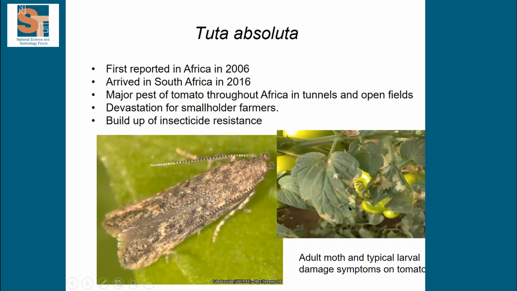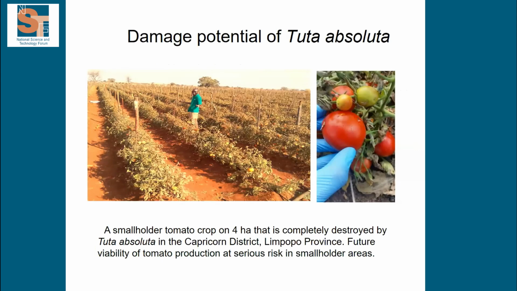Here's the typical windowing effect of the symptoms on tomato. There's a larva, and different from the leaf miners, so it's quite characteristic. Potential damage of tuta, as I say, the commercial guys are managing to spray, but in smallholder farms, we're having complete loss of crops in many farms. Here's 4 hectares that are completely wiped out. If this carries on, we think that the future viability of tomato production in smallholder areas is in serious doubt. They just cannot keep up with it.